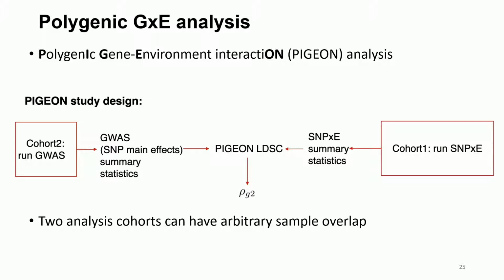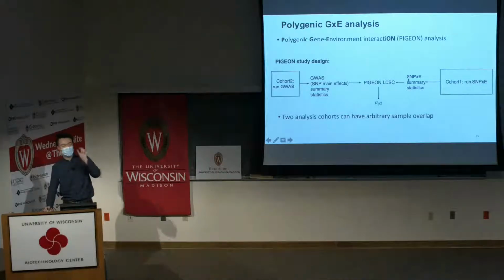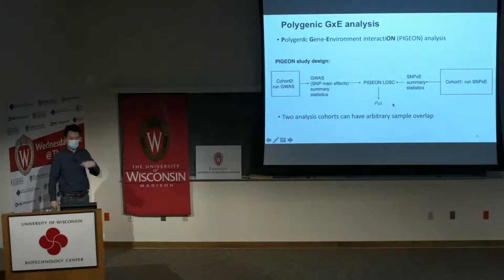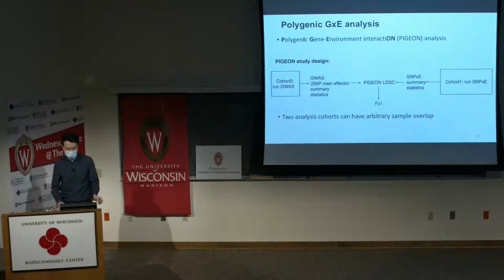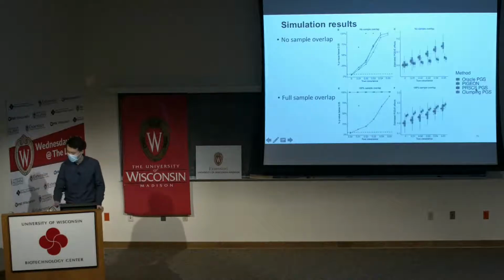So what you need to do is run a GWAS in some cohort, which estimates SNP main effect on a phenotype. On the right-hand side, you need to run a SNP by E interaction scan for many, many different SNPs. Just like GWAS, but then you report the interaction coefficient and corresponding p-values and get SNP by E summary statistics. Then all you need to do is test the genetic correlation between these two. And the parameter will give you exactly what you need in that PGS by E interaction model. And the two cohorts you use to run GWAS and SNP by E interaction can have arbitrary sample overlap.